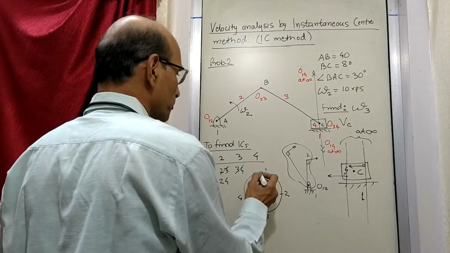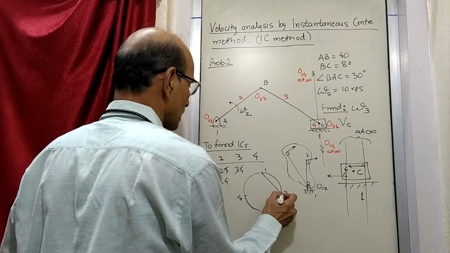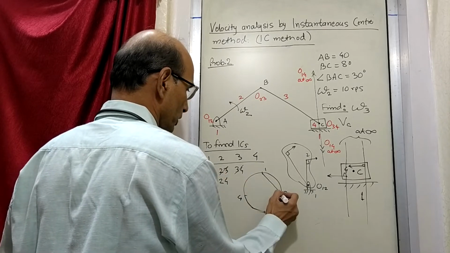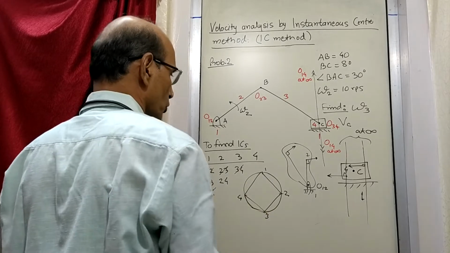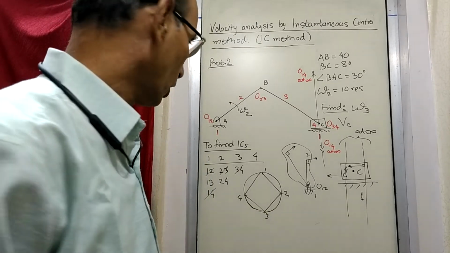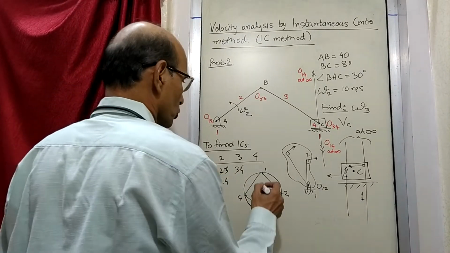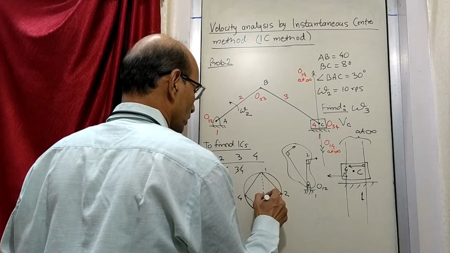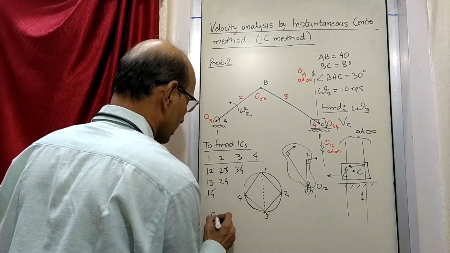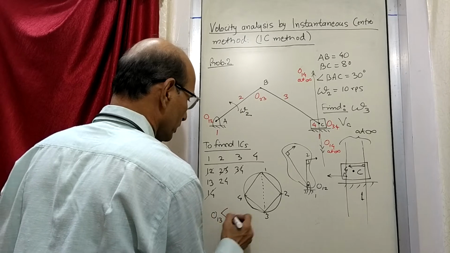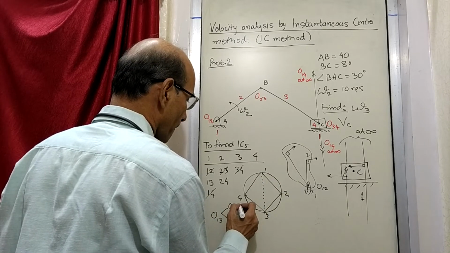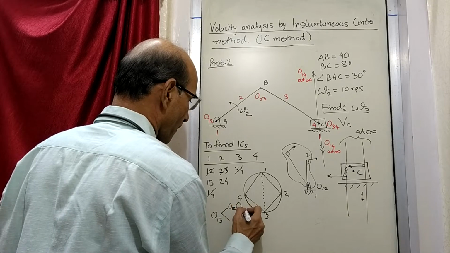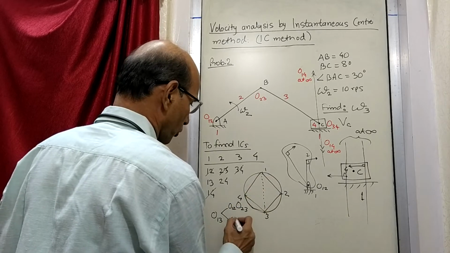Then we join the points where the centers are known. 1, 2 is known, 2, 3 is known, 3, 4 is known, 1, 4 is known. So we are joining those points. Now we want to find out 1, 3. So we join 1, 3 by a dotted line to start with. And then we say that for getting O13, we have to go to 1, 2, 2, 3, and 1, 4, 3, 4.